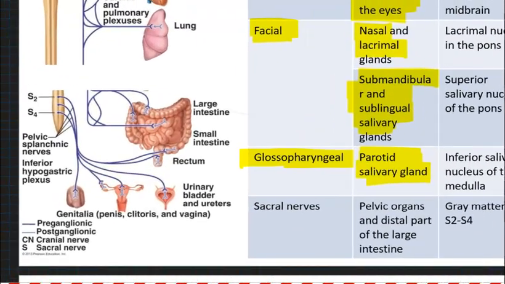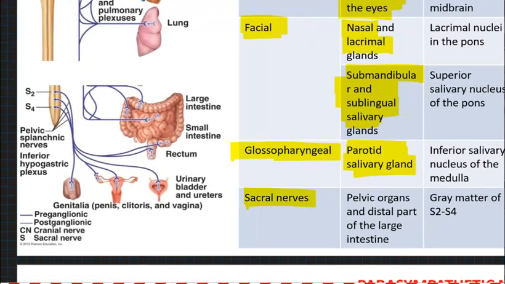Now, the last bit of nerves here are sacral nerves. Sacral nerves 2, 3, and 4 control genitalia, reproductive organs, urinary bladder, and also rectum. What's common between the rectum, the reproductive organs, the urinary bladder, and genitalia? If you said location, pelvic region. They are at the bottom, right? All of them are in the pelvic cavity. Does that make sense? Yeah. Okay.